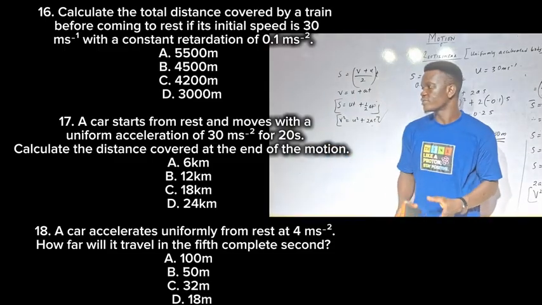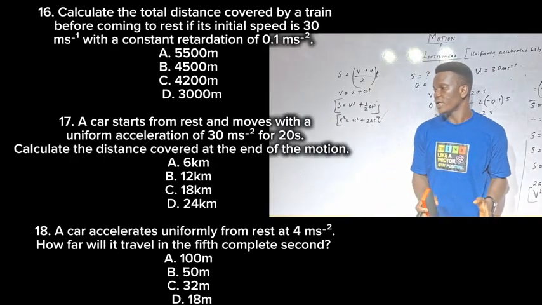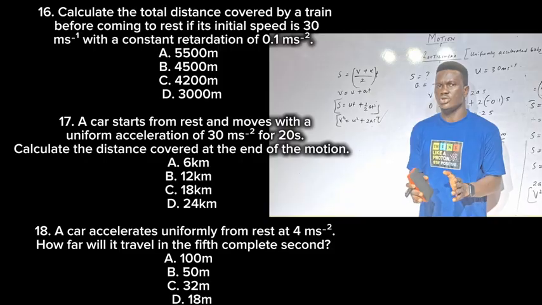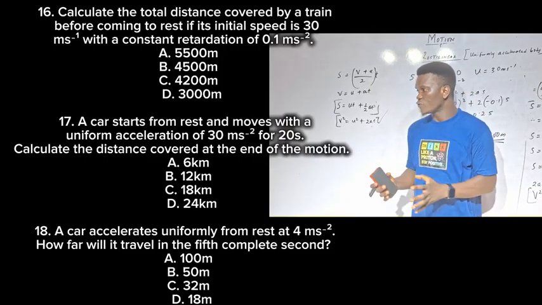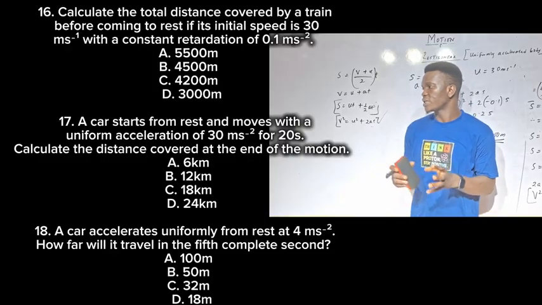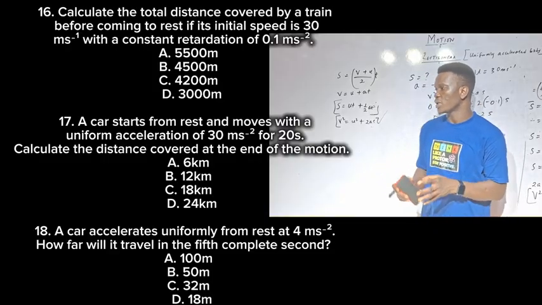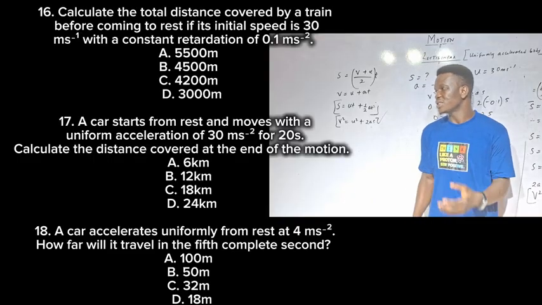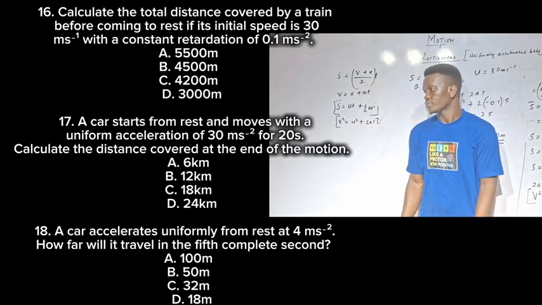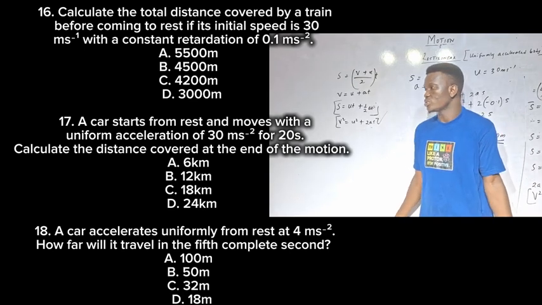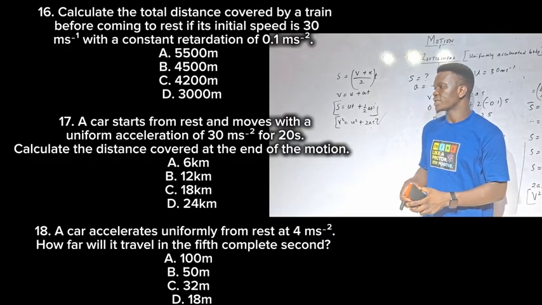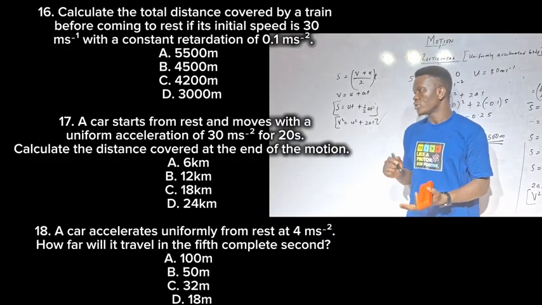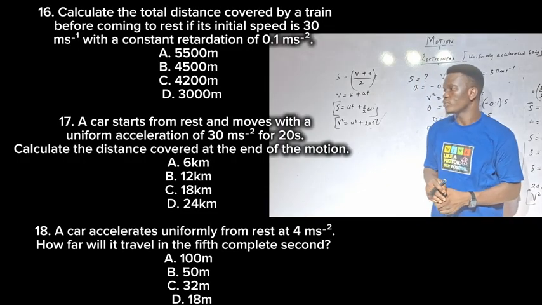So number 17, a car starts from rest. If a car starts from rest, what will be the U? 0. You remember, a car starts from rest and moves with a uniform acceleration of 30 meters per second for 20 seconds. Calculate the distance covered at the end of the motion. I think you should be able to do that. Oh yeah, do that. I just did this one. So you too, you do that and leave your answer in the comment section. If you did not get the answer, I'm coming to your house.